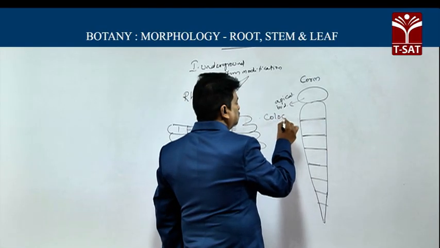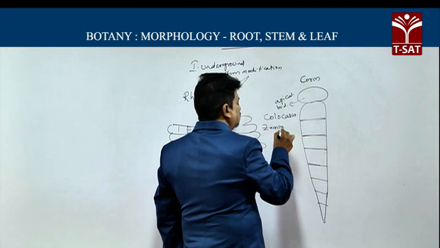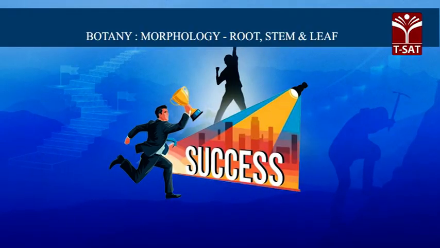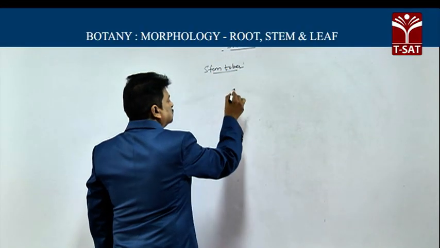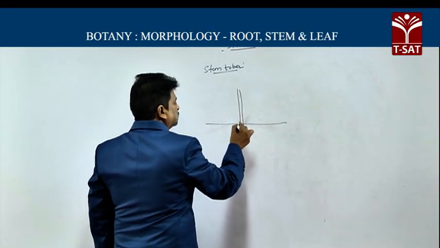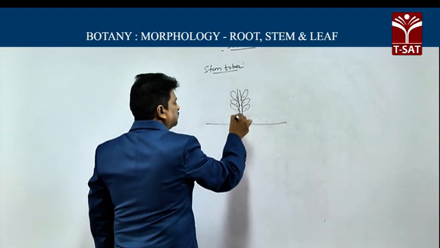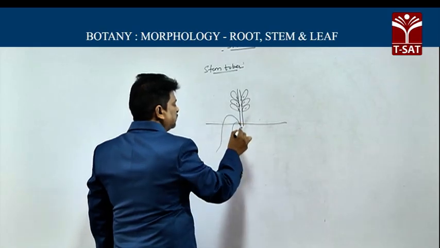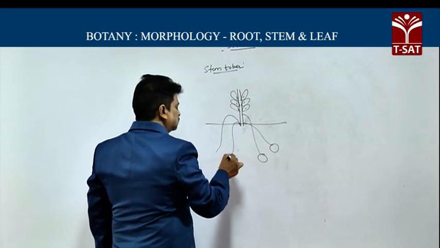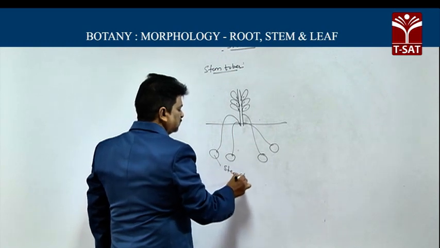Example for corm: colocasia and others. Stem tuber means actually branches. Stem tuber branches develop from the base of the stem. They grow into the soil and the tips store food, rightly called stem tuber.